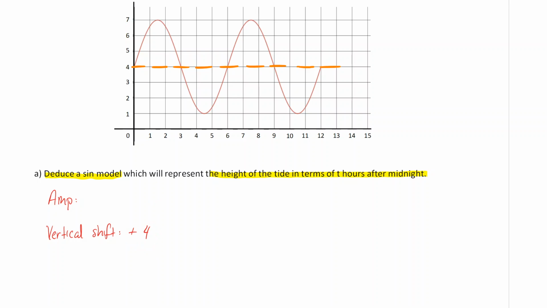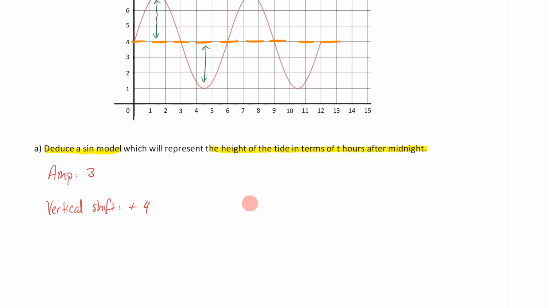Once I've got that, now it's a bit easier to see what my amplitude is going to be, because the amplitude is this distance right here. So it's from the center up. So it's 4 till 7 and then 4 down to 1. So obviously the amplitude here is going to be 3.